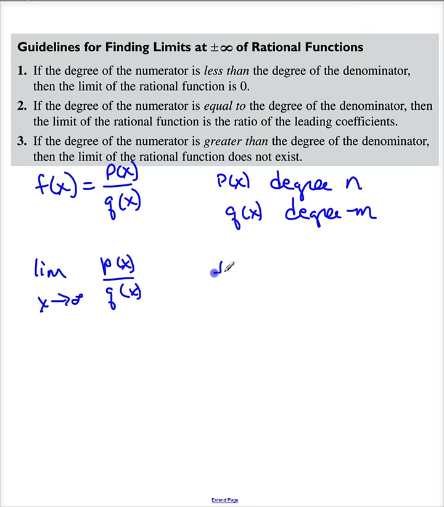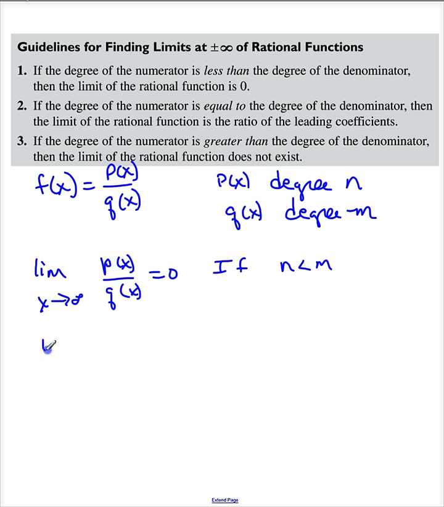If the degree of p, or n, is less than m, then this limit is going to go to 0. Think about what that means. This has maybe x cubed, and this has x to the 5th. The denominator is going to grow much faster than the numerator, even though they're both going to go to infinity.